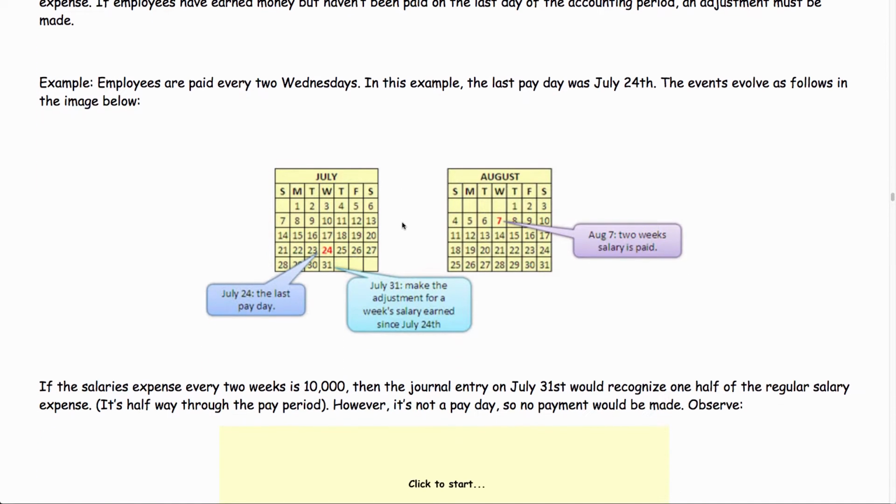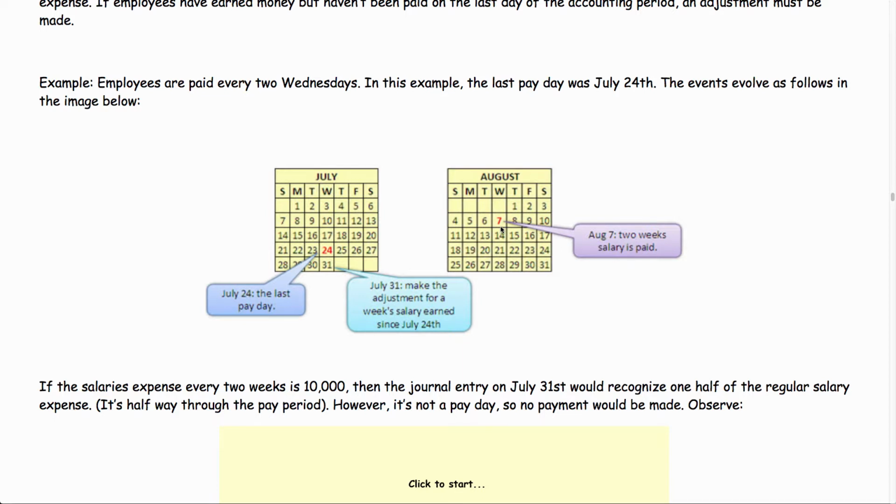Here's where the problem comes from. This is an example of salaries. So here, the employees are last paid on the 24th of July. Right? And they get paid every 2 weeks. So again, they will be paid not on the 31st, but the next week. So we go into August and they'll be paid again on the 7th of August.